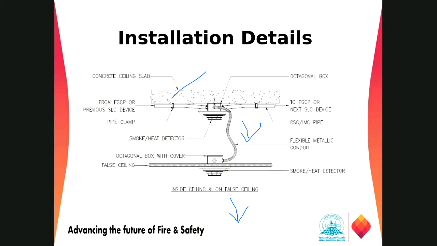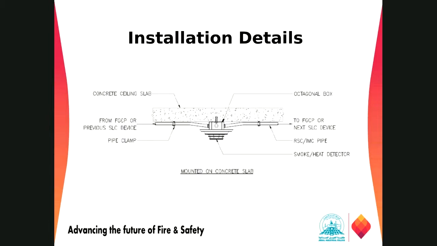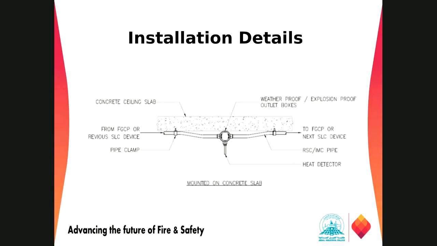So these are some of the basic installation details you have to ask from the designer, how you are going to install. These are detectors, the octagonal box, the flexible metallic conduit, and so on. This is for the concrete slab, how they are going to mount those detectors on the concrete slab. And then we have a typical heat detector installation, right? They have just mounted it on the concrete slab with all kinds of devices and materials.